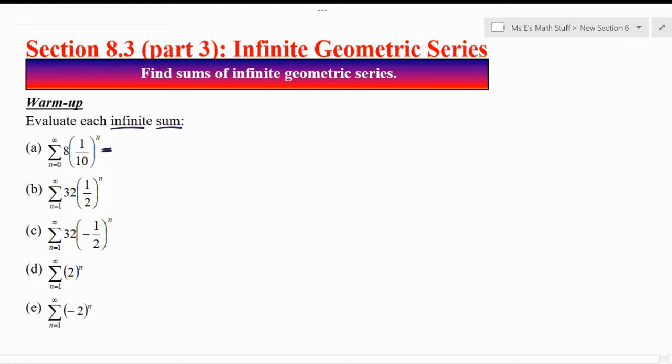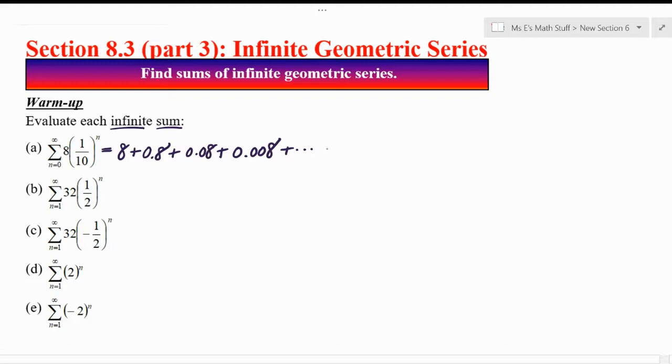So let's see, for part A, if n was 0, you would get just 8 for your first term. And then if n was 1, you'd have 8 times 1/10, which I think for a problem like this, probably decimals make a little more sense for expressing basically 8/10. If n was a 2, we'd end up with 8/100. If n was a 3, you'd get 8/1000, and so on forever.